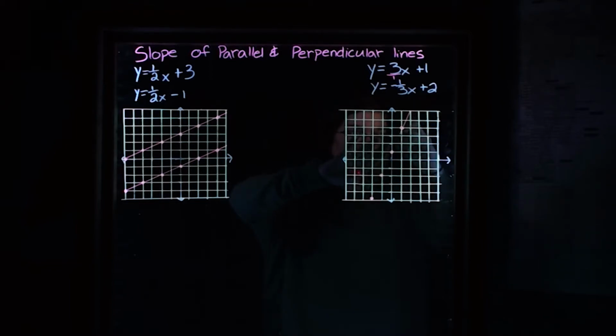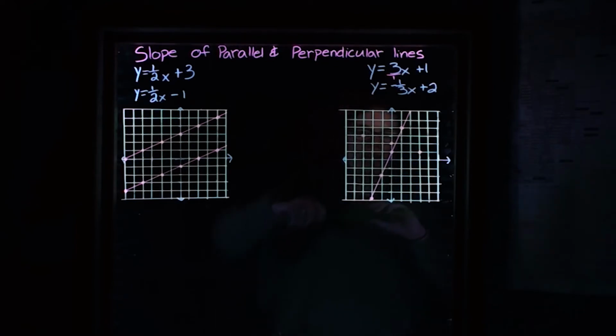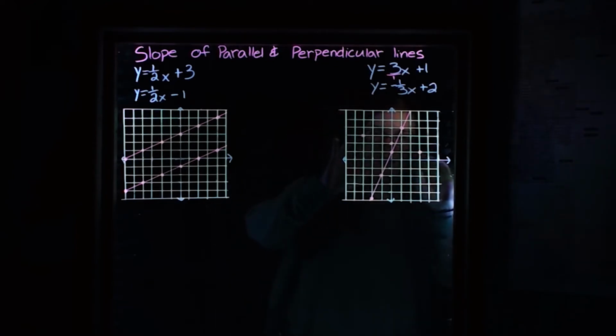And then I'm going to do the next equation. This equation's y-intercept is 2, so I start at 2. This slope is a -1/3, so down 1 over 1, 2, 3. And then opposite, connect the points.